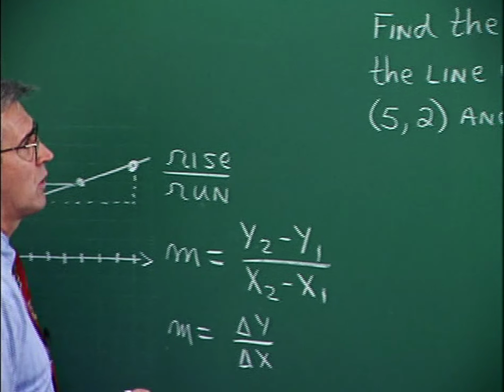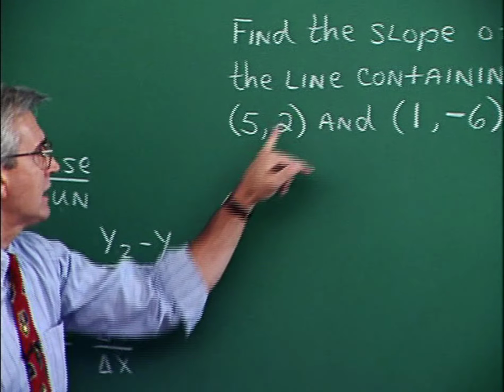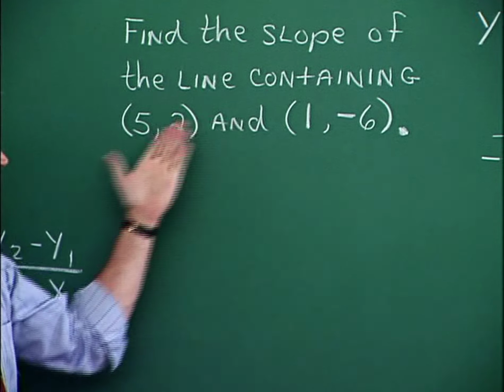Now if we want to find the slope, for example, of the line containing these 2 points, we can do it in a couple of ways. We could use a graphical approach. We could find those points, plot the points on a coordinate plane, and count rise over run if we want to. Let's very quickly put it on the coordinate plane and see where these points lie and maybe make an estimate of the slope. The point 5, 2, let's see, 1, 2, 3, 4, 5 and up 2, and the point 1, negative 6. So here are the 2 points.